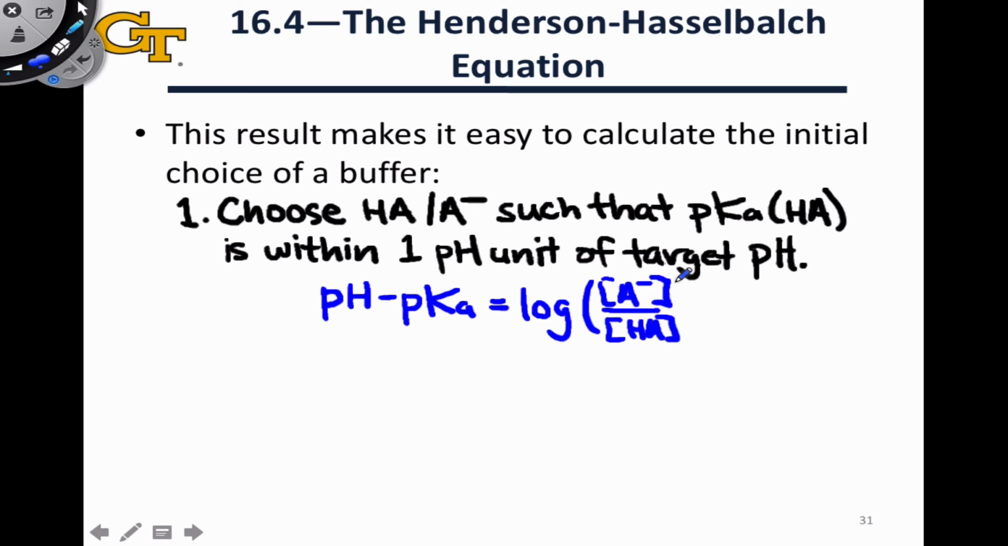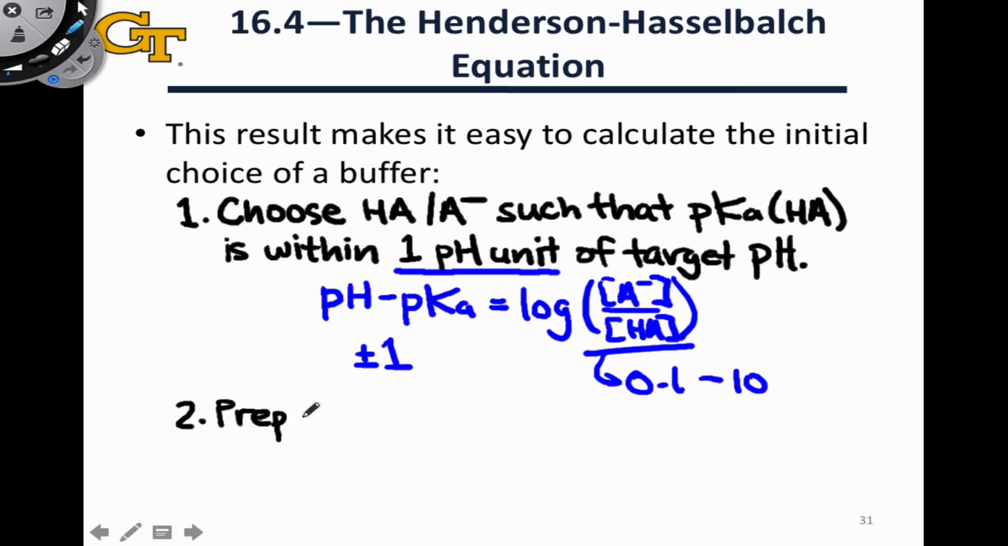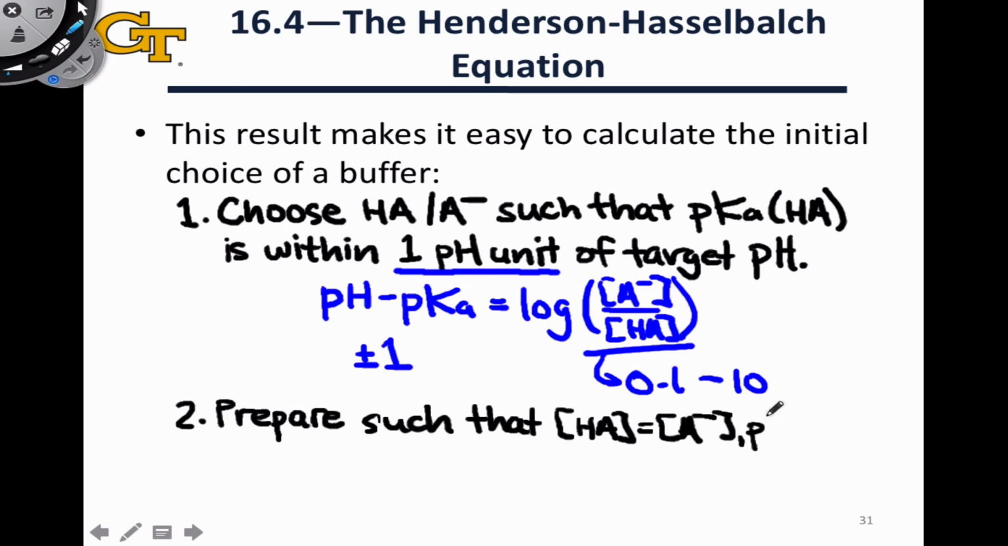You can see that if this difference on the left-hand side needs to be plus or minus 1 pH unit, that's going to constrain our ratio of A- to HA somewhere between 0.1, or what we might call 1 to 10, and 10, which we might call 10 to 1. Step 2 of preparing the buffer is to use equal concentrations of acid and conjugate base so that we know the pH. When the concentration of HA is equal to the concentration of A-, the pH is equal to the pKa.